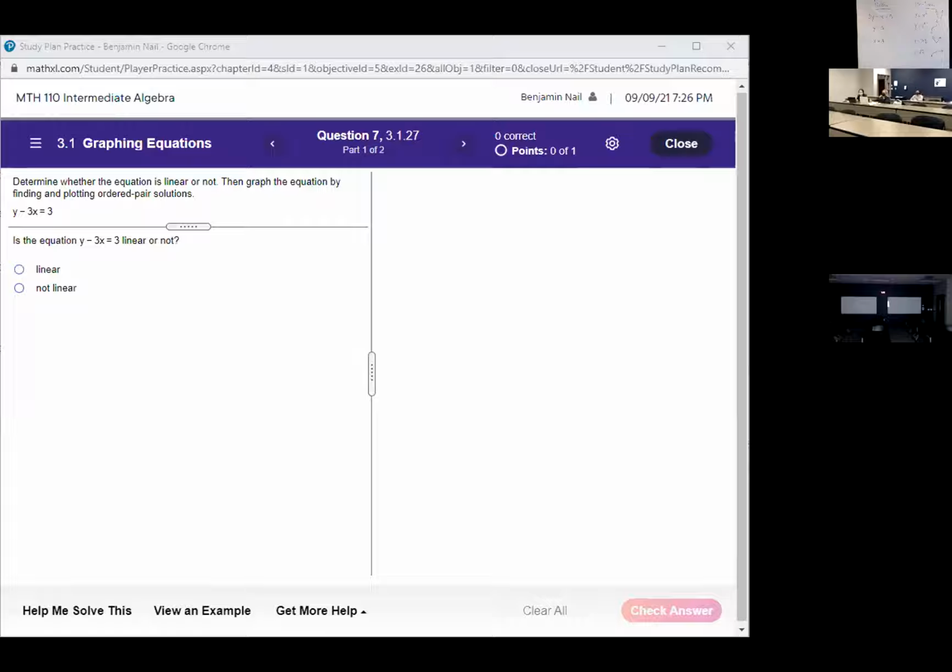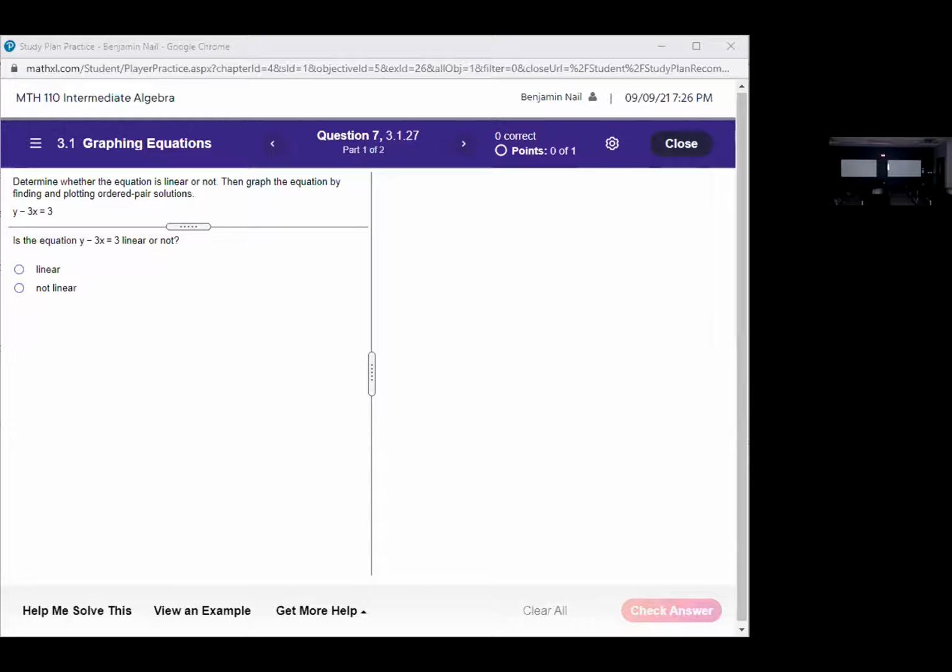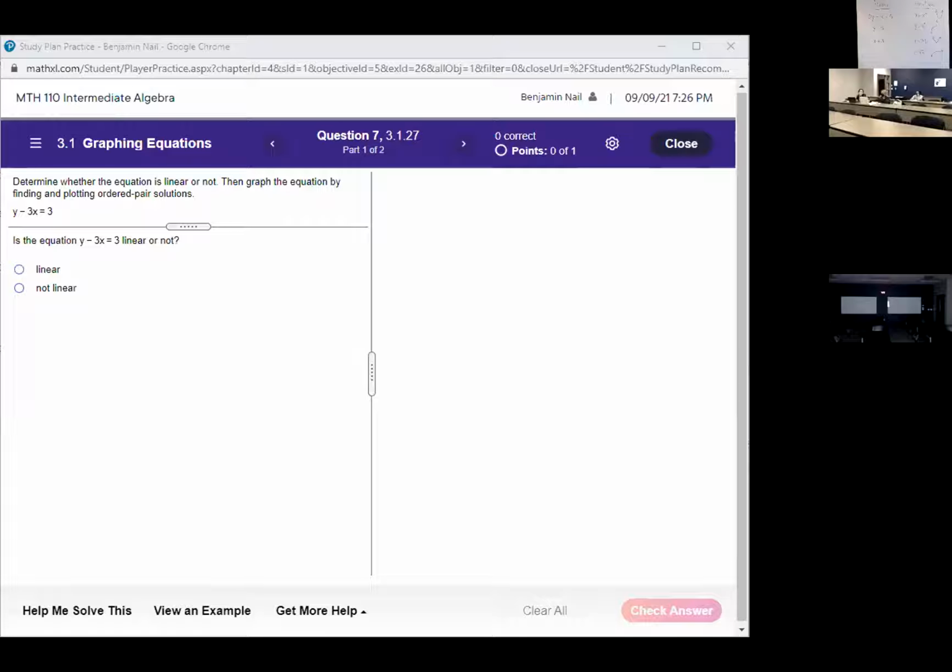So for a linear function, I don't want that being right there. How do I move my deal? Ah, there we go. I can move that out of the way.